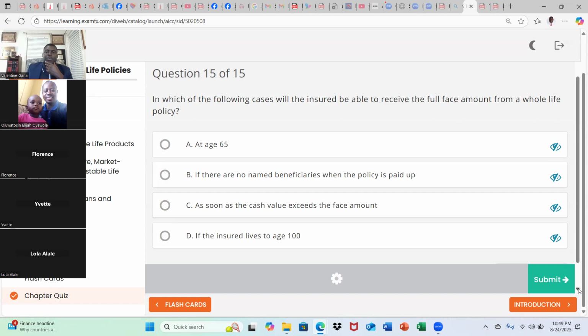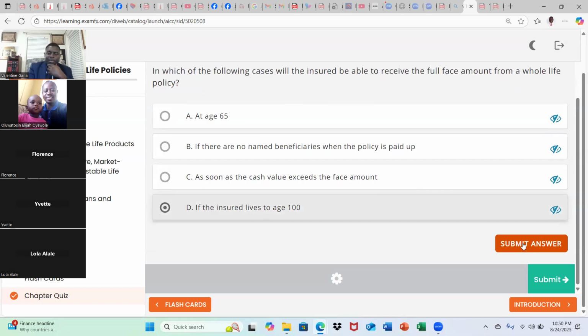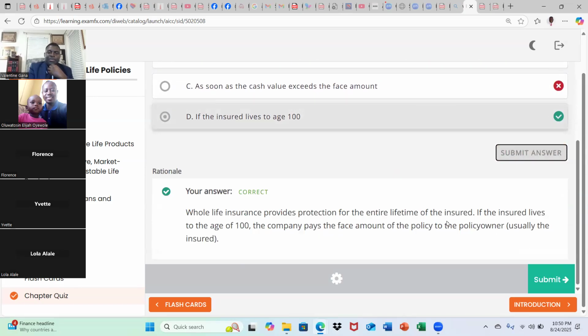In which of the following cases will the insured be able to receive the full face value amount from a whole life policy? We said a whole life policy matures at what age? 100. Okay, so what's the answer? Just live to age 100. I heard somebody say D. Let's see if that's correct. That's very correct.